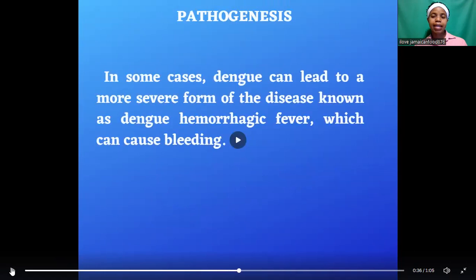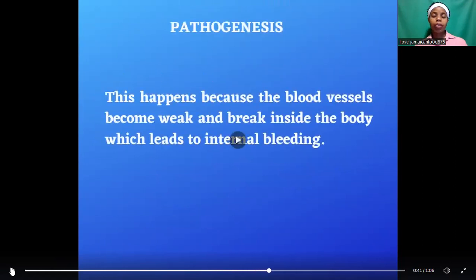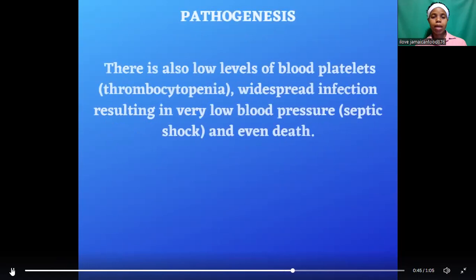In some cases, dengue can lead to a more severe form of the disease known as dengue hemorrhagic fever, which can cause bleeding. This happens because the blood vessels become weak and break inside the body, which leads to internal bleeding. There are also low levels of blood platelets, which is known as thrombocytopenia, and widespread infection resulting in very low blood pressure, which is septic shock, and even death.